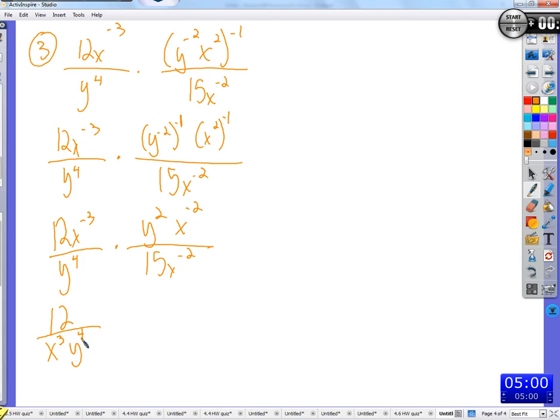And why is the y to the fourth still in the denominator? Because it didn't have a negative exponent. And we still have a y squared up here with a 15. This x to the negative 2 really belongs in the denominator, so x squared. This x to the negative 2 really belongs in the numerator. This one came up to the numerator, this one came down to the denominator.